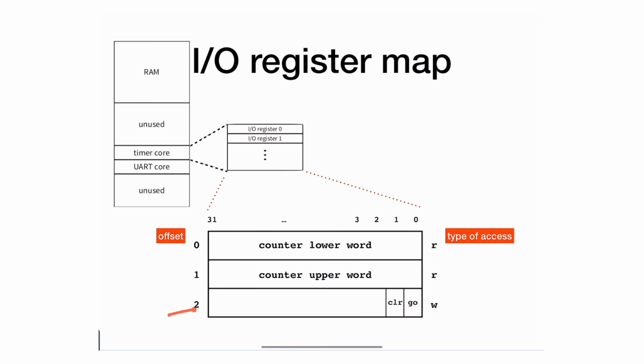And the last ones in here, you're going to see that these are actually writable, and these are the commands. So these ones are data registers. Here are command registers. One tells the timer to go, the other one will clear it. So when go is 1, it's running. When go is 0, it's paused. And clear just basically zeroes out these ones in here.